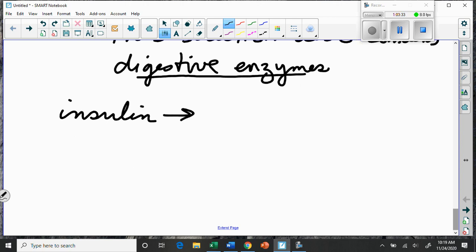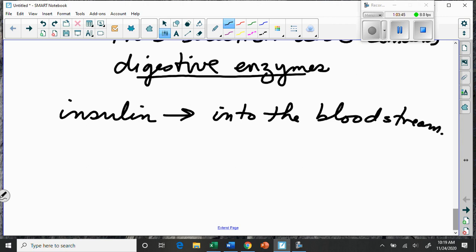It doesn't secrete insulin into the intestine. It secretes insulin directly into the bloodstream. So this isn't really connected to digestion or the food. But it does this when blood sugar gets high. So think about this. Sugar is being rapidly absorbed by your intestine into your capillaries and into your blood. So your blood sugar level is going up.